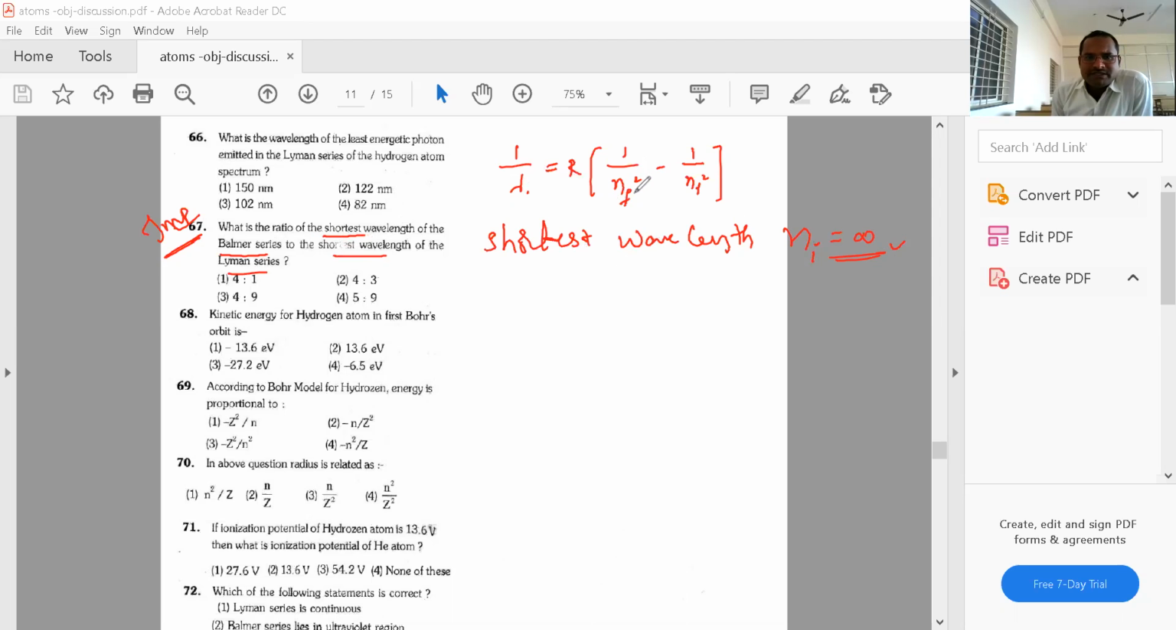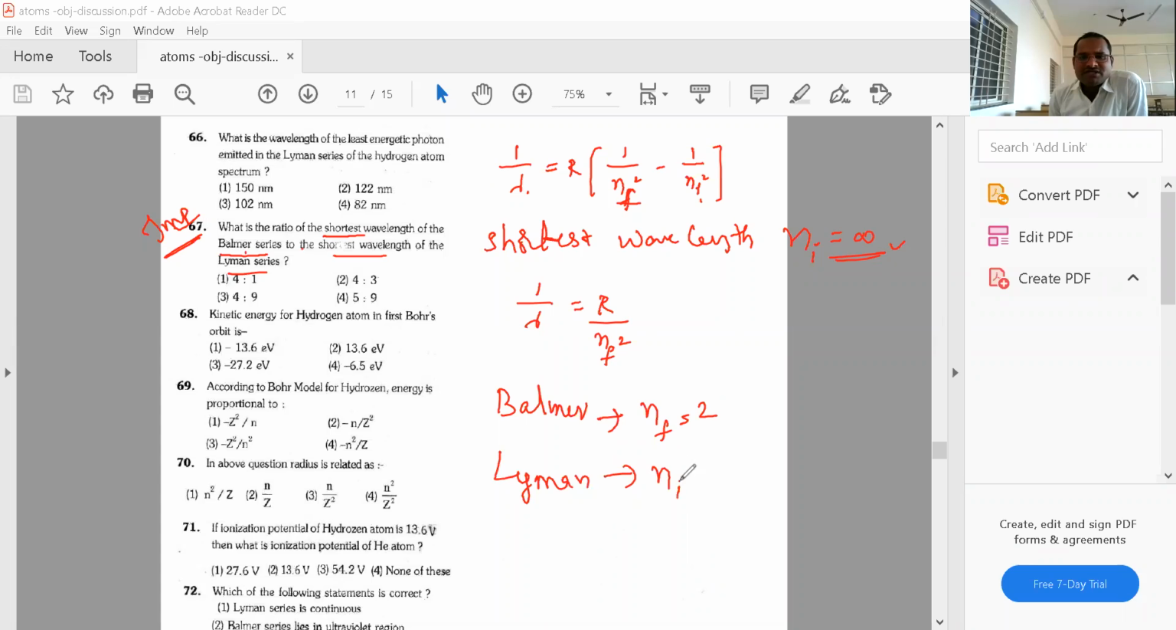Now, Balmer depends upon n final. So 1 by lambda is equal to R by n final square, since 1 by infinity is 0. For the ratio of the shortest wavelength of Balmer series to Lyman series: Balmer means n final should be equal to 2. Lyman series is nothing but n final equal to 1. The electron has to come to n equal to 1, then it is called Lyman series.